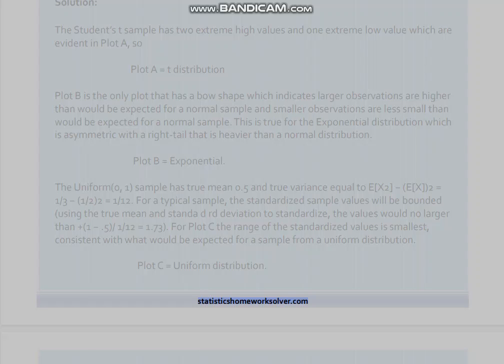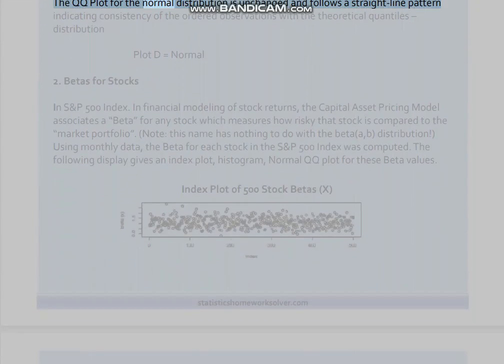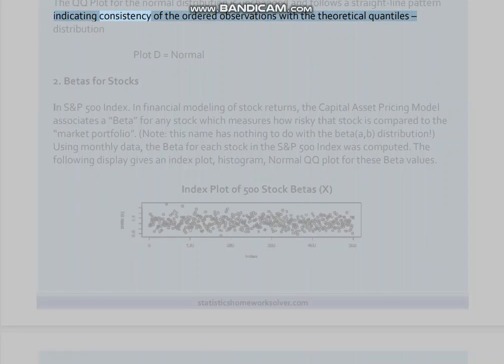The QQ plot for the normal distribution is unchanged and follows a straight-line pattern, indicating consistency of the ordered observations with the theoretical quantiles of the distribution. Plot D equals normal.